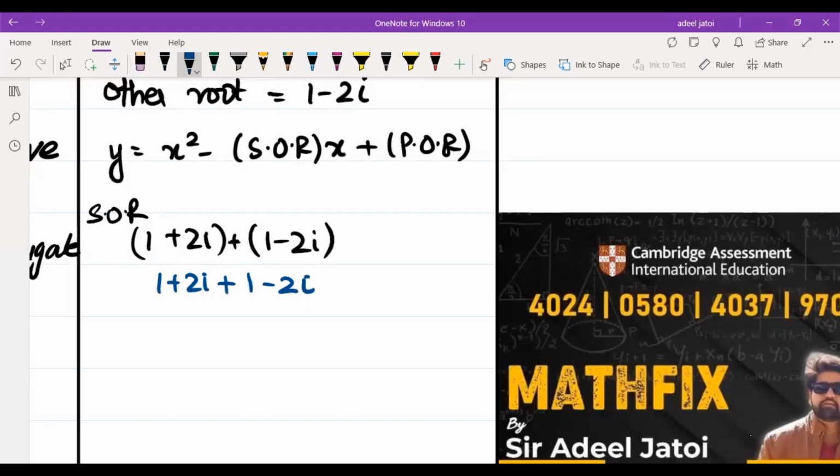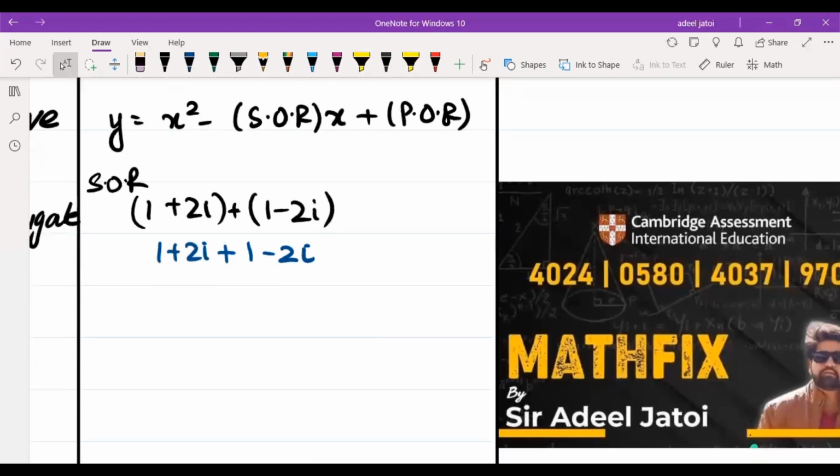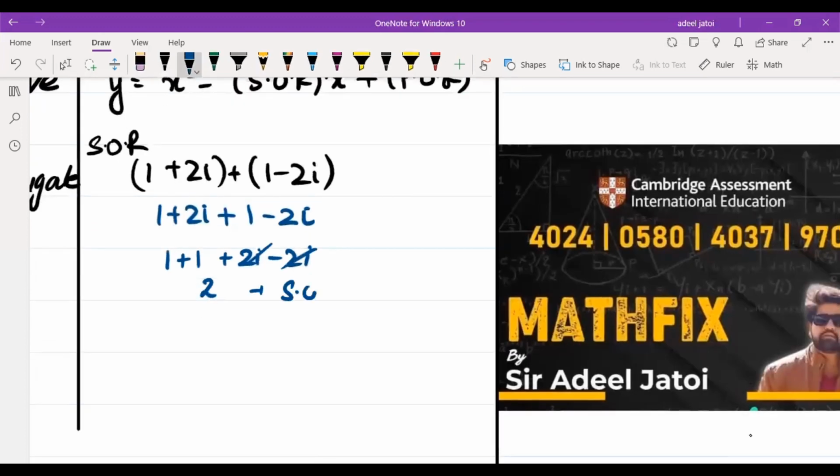When we have this value, we can always say that the answer for this is 1 plus 1 plus 2 iota minus 2 iota. This is cancelled out, so we are left with what? 2. So sum of roots is basically 2.